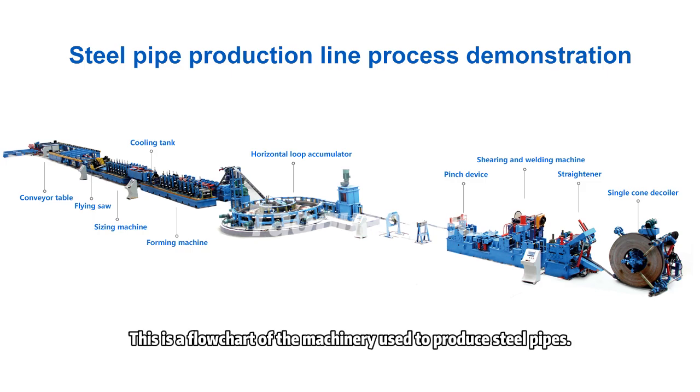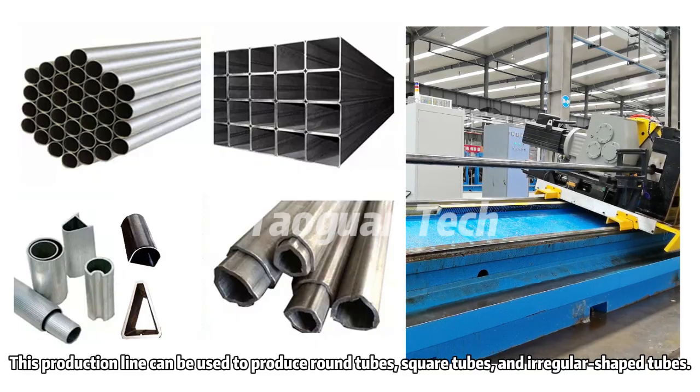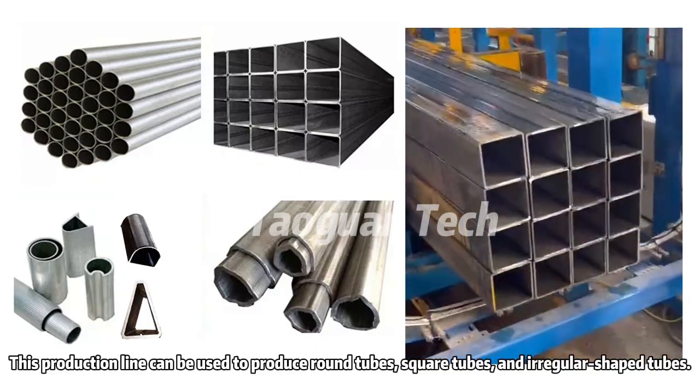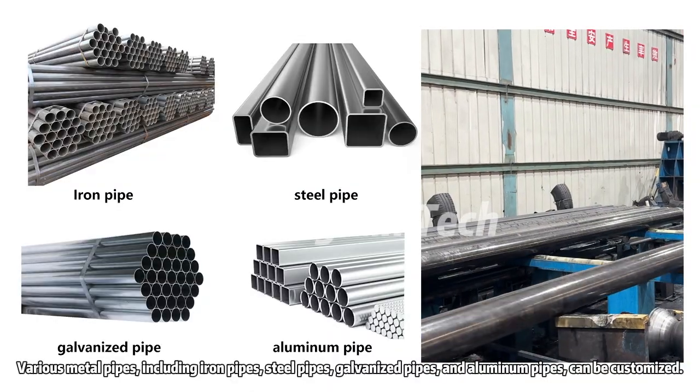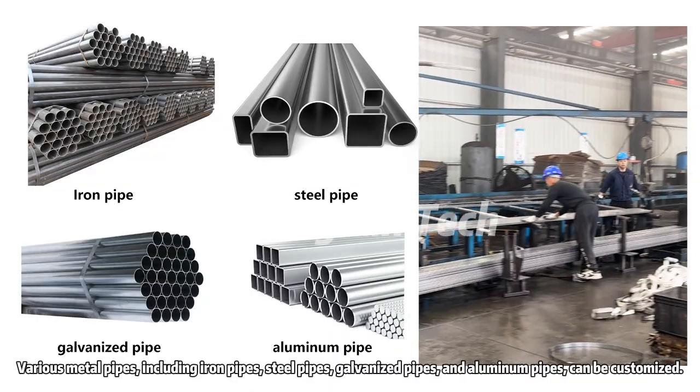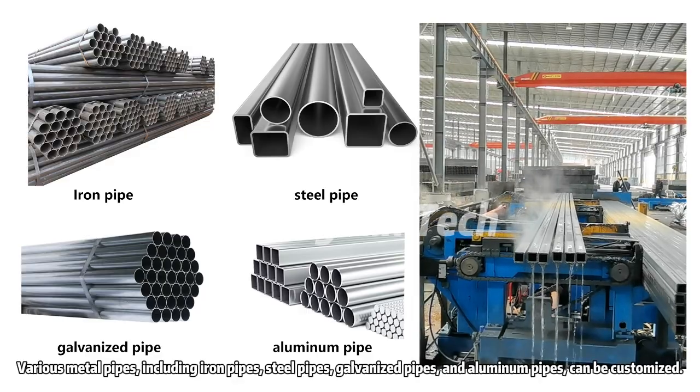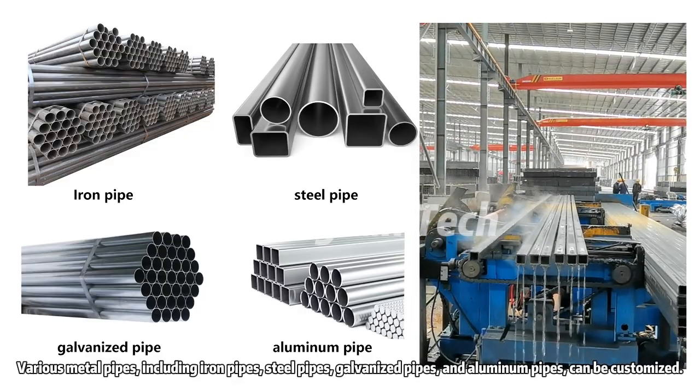This is a flowchart of the machinery used to produce steel pipes. This production line can be used to produce round tubes, square tubes, and irregular-shaped tubes. Various metal pipes, including iron pipes, steel pipes, galvanized pipes, and aluminum pipes, can be customized.